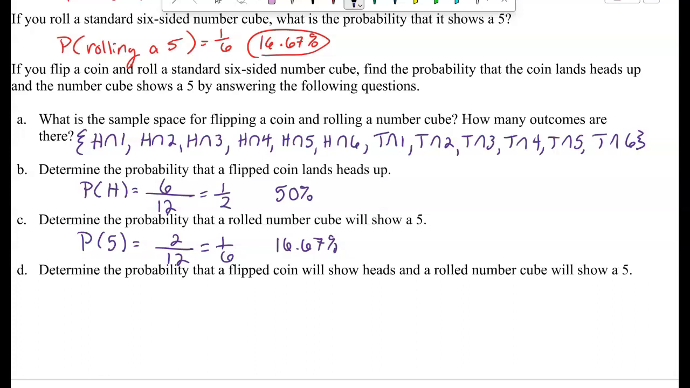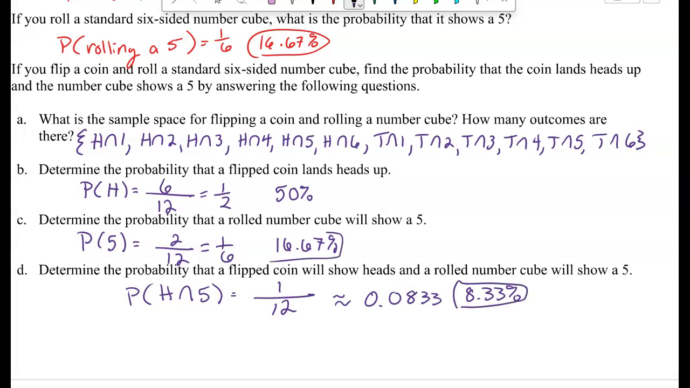When you are working with this, determine the next thing with me. What's the probability that a flipped coin will show heads and a rolled number cube will show 5? What's the probability of heads and 5? 1/12. Would you guys agree with me on that? Which is about 8.33%. Okay, so we've got our values. Oh, look, how is Mrs. Ferguson showing work? She's showing it with fractions. That's what I want for you guys to do as well.